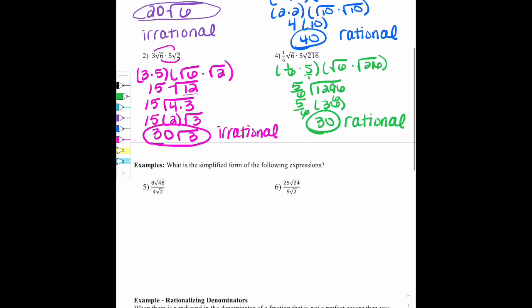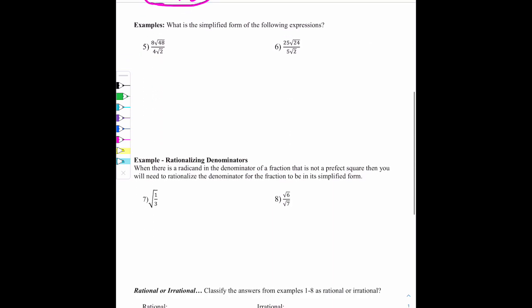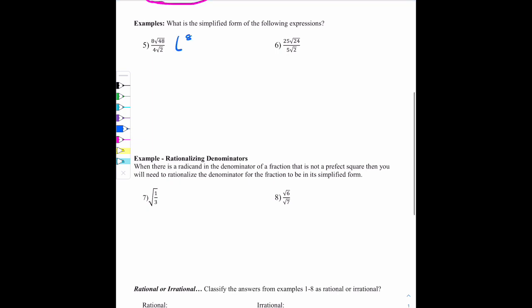So now that we've gone over all the multiplication, let's take a look at what happens with our division. Okay? So, what is the simplified form of the following expressions? Very similarly to the multiplication, you're going to now divide the parts that are like. So when I see 8 square root 48 over 4 square root 2, I'm going to do the 8 divided by the 4, and then I'm going to do the square root of 48 divided by the square root of 2.